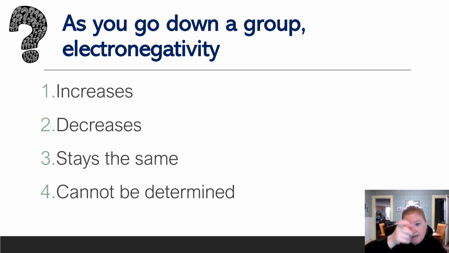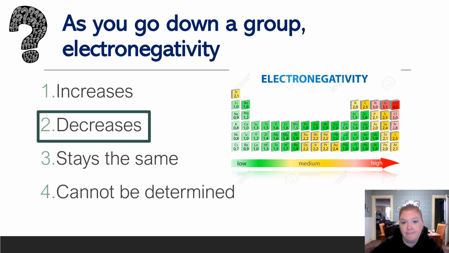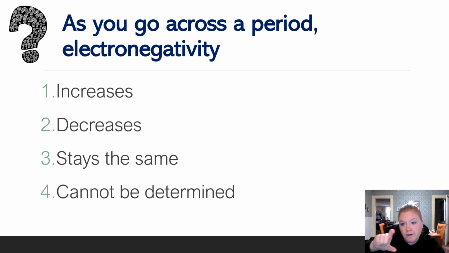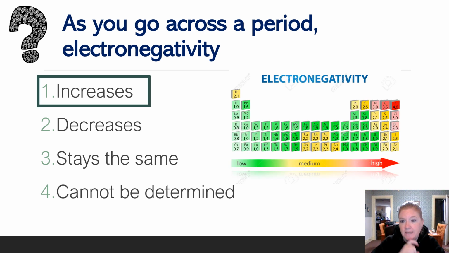So as you go down a group, electronegativity what? Decreases. As you go across a period, electronegativity what? Increases. Okay, fluorine being the most electronegative element, you see it 4.0. I always think about perfect score, 4.0. And then cesium, you can see in this section right here, it has the lowest. So we're going to have the highest up here with fluorine and the lowest in group 1.